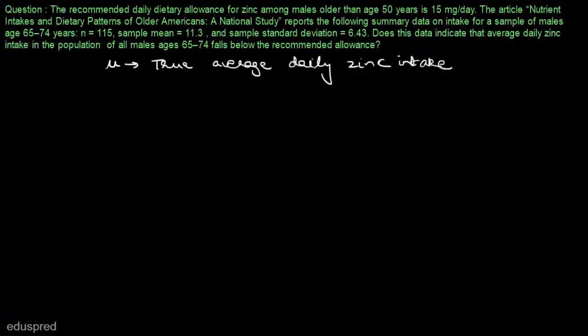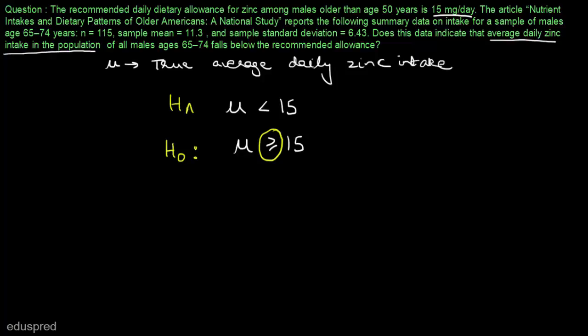Now let us define our null hypothesis and alternate hypothesis. We are asked to test whether average daily zinc intake in the population falls below the recommended allowance or not. So that means we have to test whether mu is less than 15 or not, because the recommended allowance is 15 mg per day. So this is one claim. The counter claim is mu greater than or equal to 15. So these are the two claims that we have. Now because this claim has an equal to sign, this is our null hypothesis and this is our alternate hypothesis.